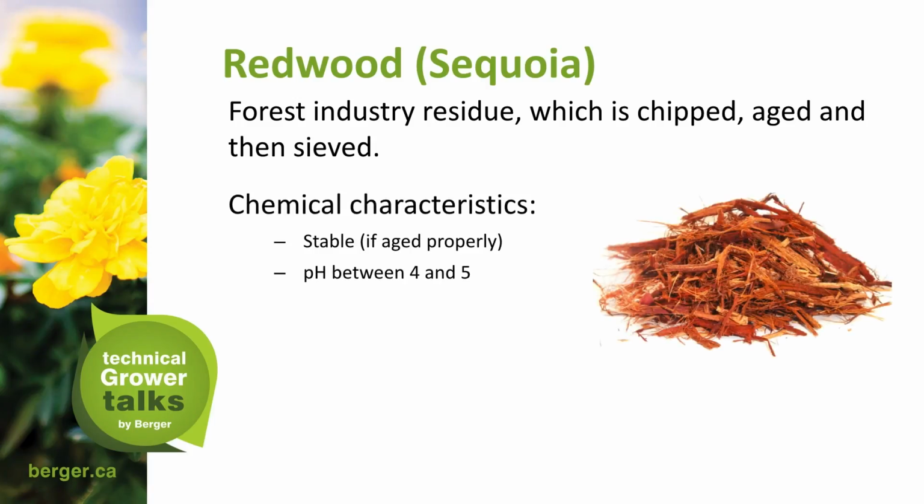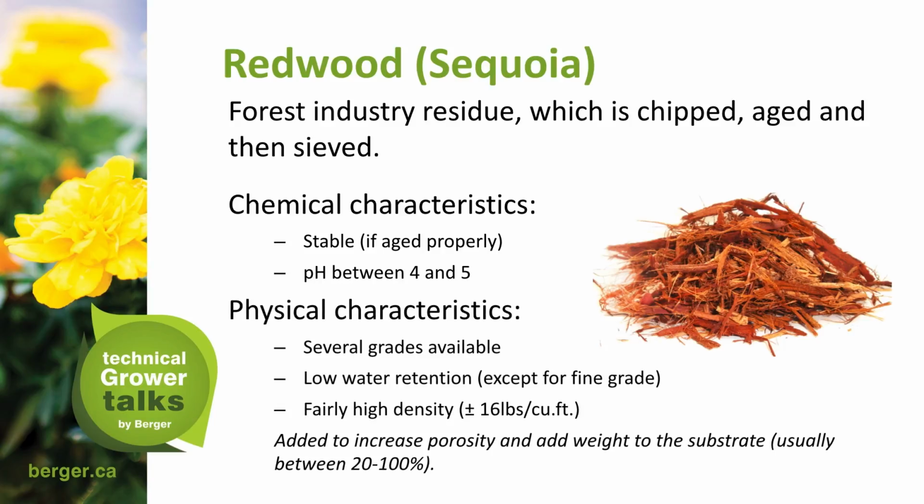So forest industry residue, chipped, aged, and then sieved. Its chemical characteristics: stable if aged properly, between a pH of 4 to 5. Physical characteristics, several grades are available. Low water retention except for the fine grade. Fairly high density, added to increase porosity and added weight to the substrate, usually between 20 right up to 100%.